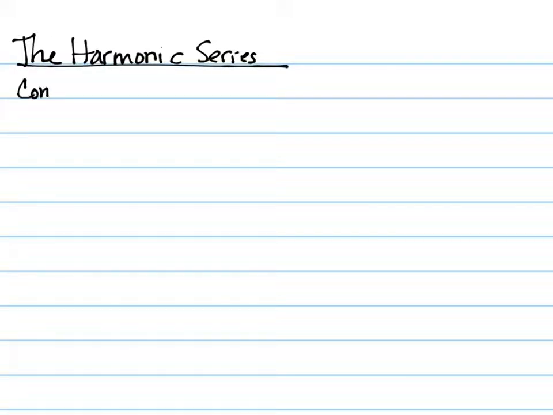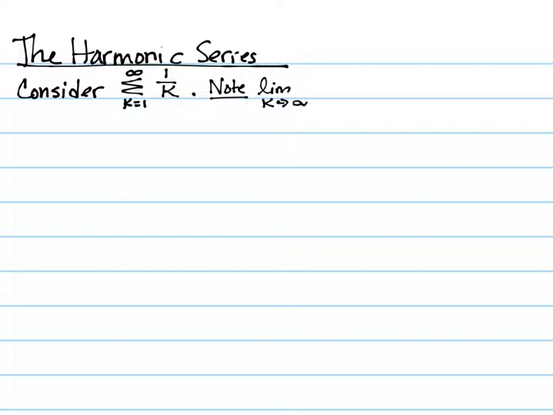We're going to start by considering a summation. So we're going to consider the summation from k equal 1 to infinity of 1 over k. It seems like a very straightforward, simple series, right? I'd like for you to note that the limit as k goes to infinity of 1 over k is 0, right?